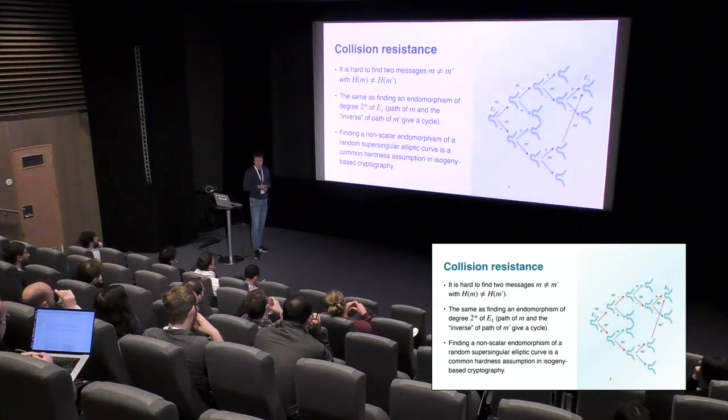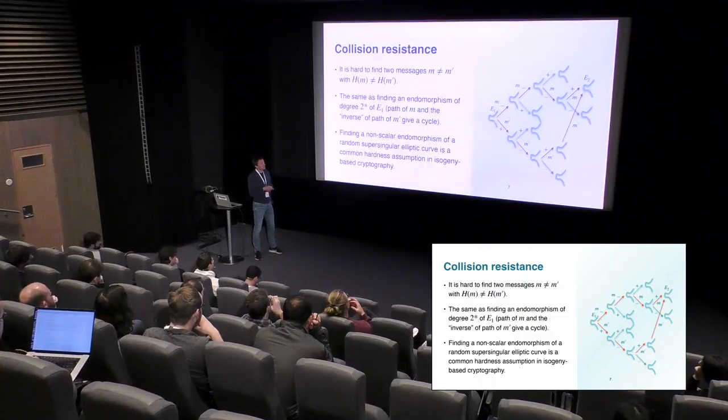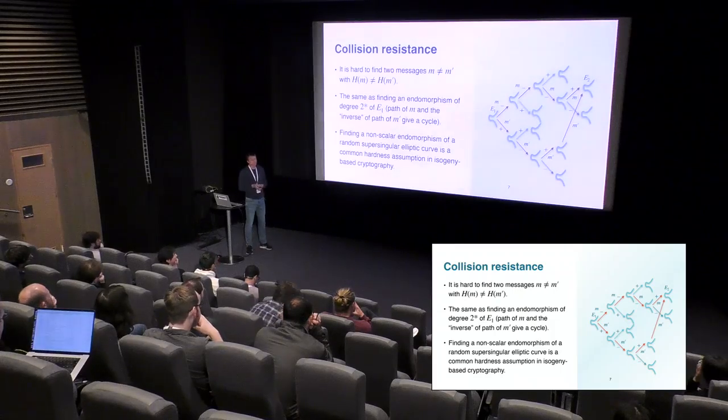And as far as collision resistance is concerned, you should not be able to find two different paths to the same elliptic curve. So for example, this is one path and this is another path. But if you are able to find two such paths, that means that if you compose this path with the inverse of this path, you get an endomorphism of this curve, and this is again assumed to be a hard problem. So it's also collision resistant.